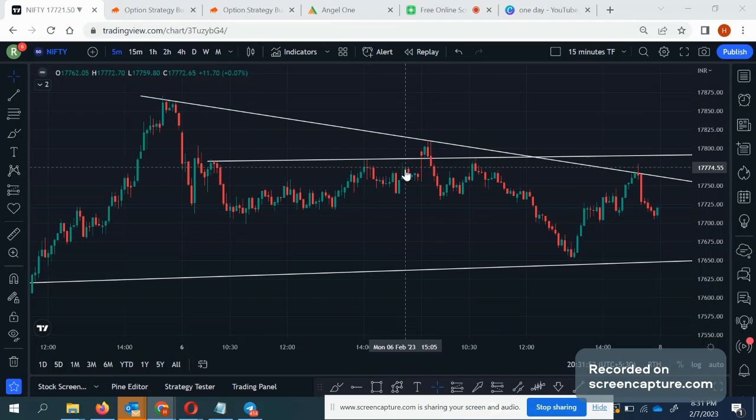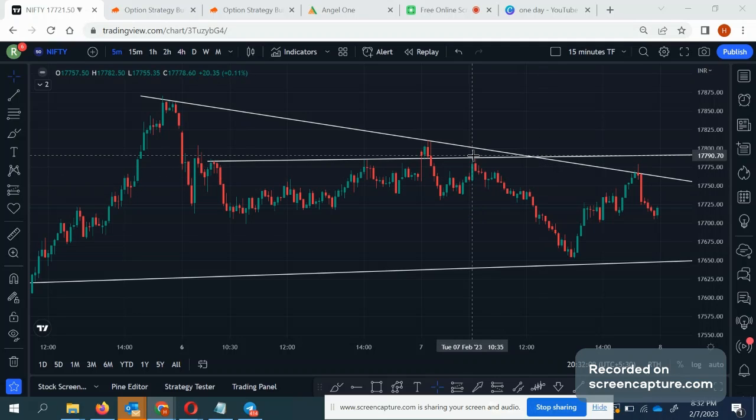It took the resistance, came down. Again, it had a false breakout. It went up, took the resistance, and came down. Right now the market was standing somewhere here at 10:40. So now I saw a sort of reversal candle getting developed here, if you look at the wick and everything.